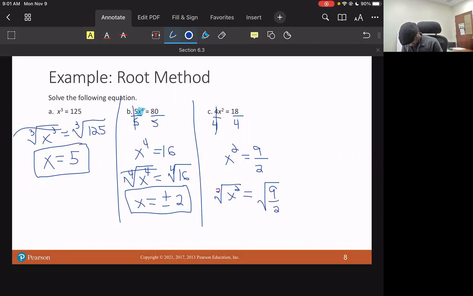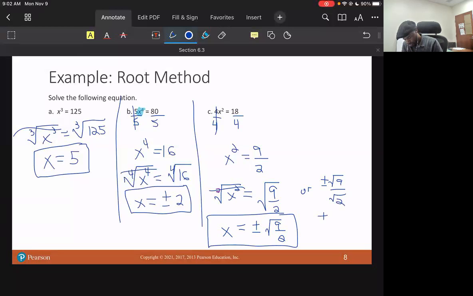Okay, square roots and squared powers cancel. We get x equals, now you can go with plus or minus the square root of 9 over 2. That's fine. Just make sure if you do that, that the radical symbol is over the entire fraction. Now, some people will say, or they can do it like this: or it's the square root of 9 over the square root of 2, which is plus or minus 3 over the square root of 2.